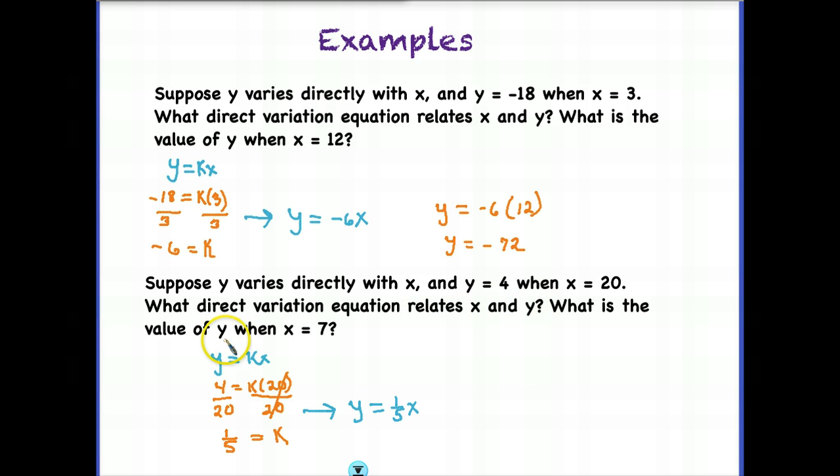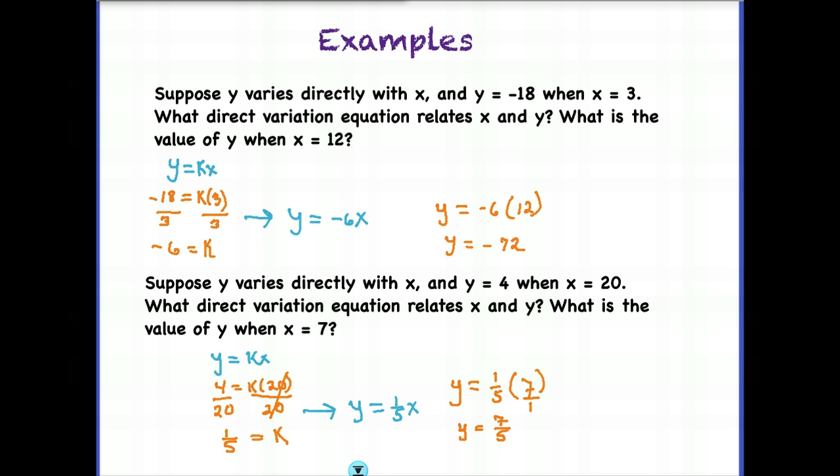What is the value of y when x is 7? Okay, so what is y? Here is my constant of variation. And it says when x is 7, so I can plug in a 7 for x. Well, y is going to be equal to 1/5 times 7. Remember that 7 is like 7 over 1. So 7 times 1 is 7, and 5 times 1 is 5. And that's the answer. Okay, so very simple.